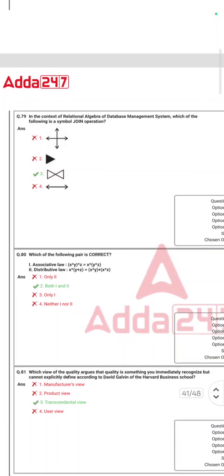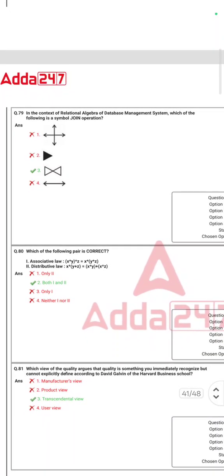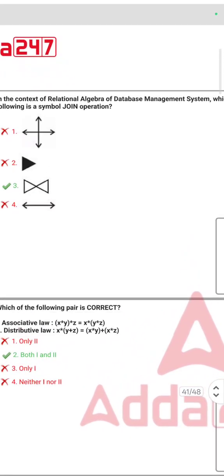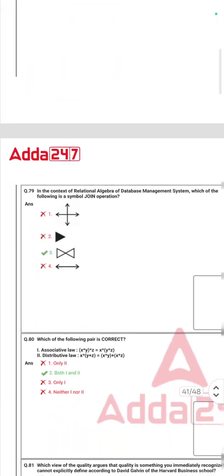In the context of relational algebra of database management systems, which symbol is a join operator? This is the cross join operator.